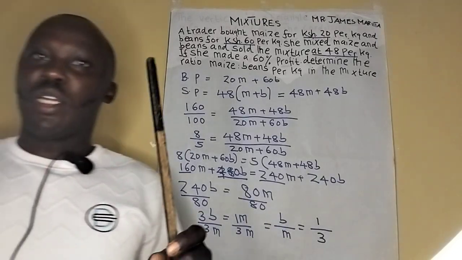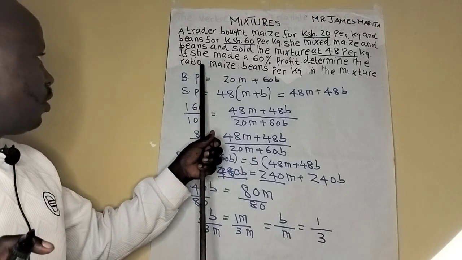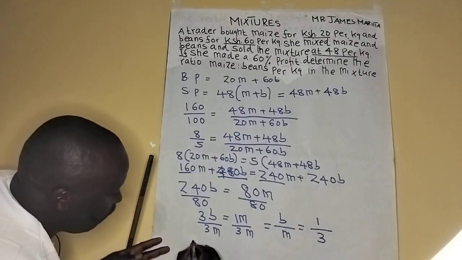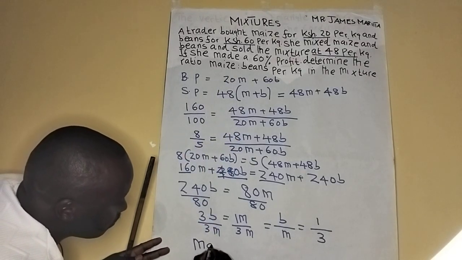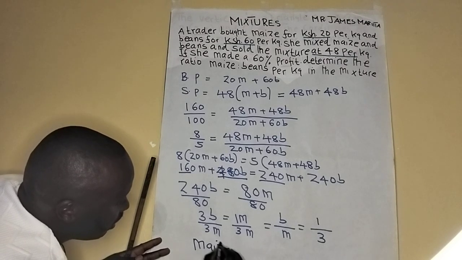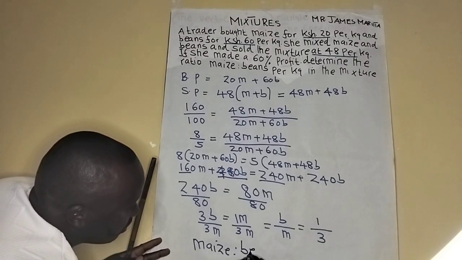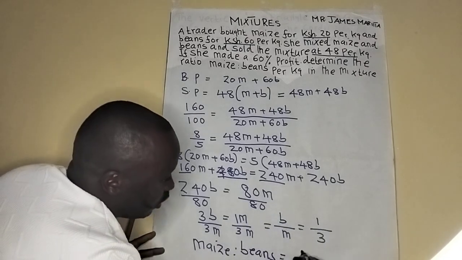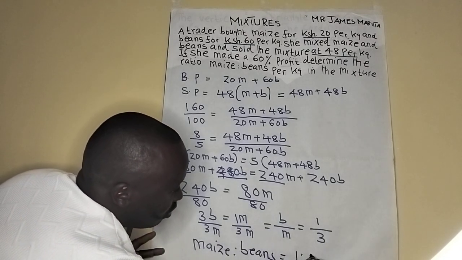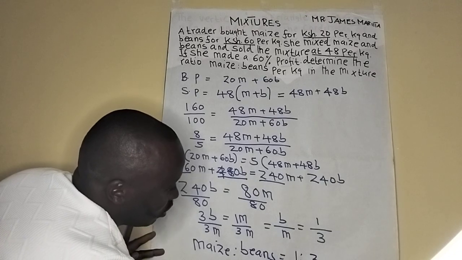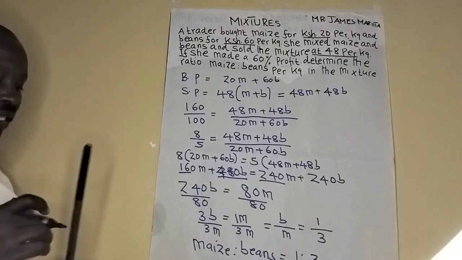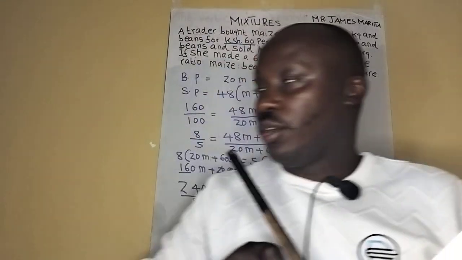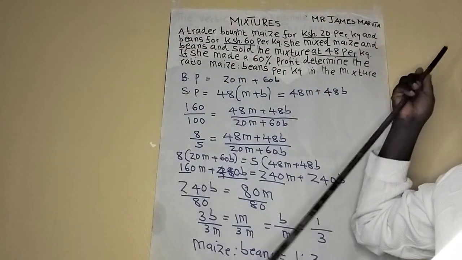So the question was to find the ratio of maize to beans. So maize to beans is 1 to 3. That is how you can get the ratio of the mixture.